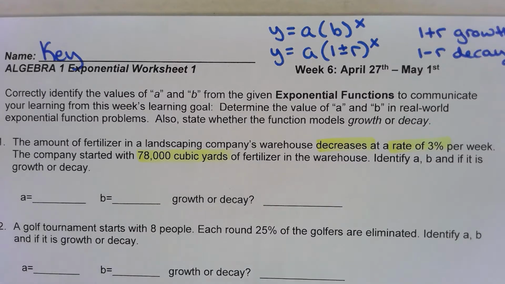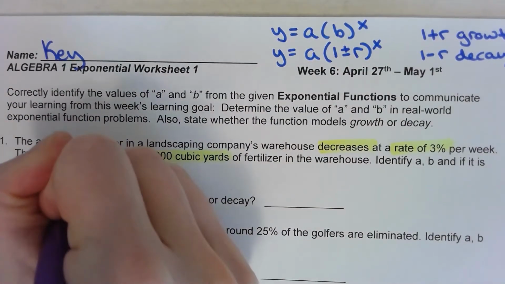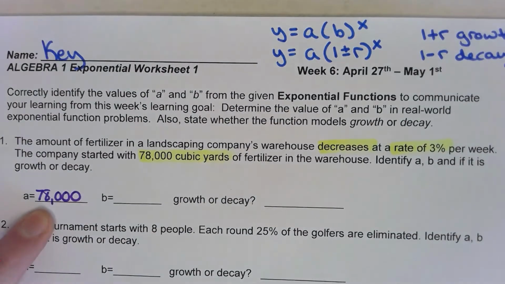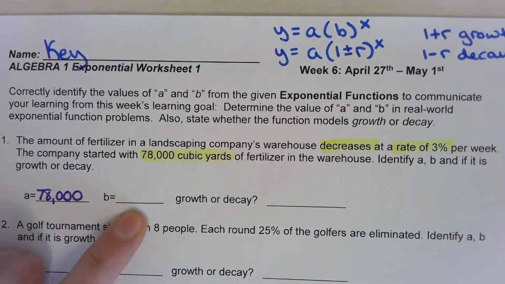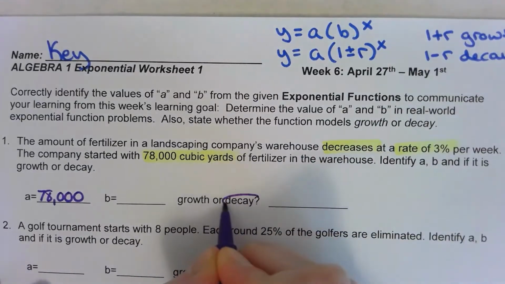Now the A value is the easiest. That is your starting value. That is going to be 78,000. Okay, that's how much they started off with. Now the B value depends on if this is growth or decay. But in this problem, they said that it's decreasing, so it's definitely decay.